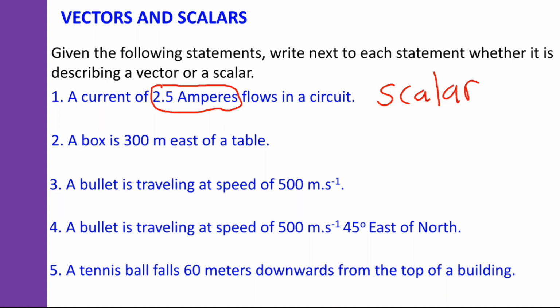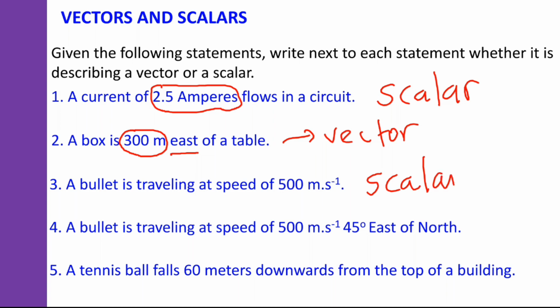Number two says a box is 300 meters east. So we've got the distance that the box is, and then we've got a direction as well, east. So 300 meters, magnitude, east direction. This is a vector. So we're describing a vector here. Number three says a bullet is traveling at a speed of 500 meters per second. We don't know whether the bullet is going east, west, south, 20 degrees to the horizontal, and so forth. So this again is an example of a scalar quantity.